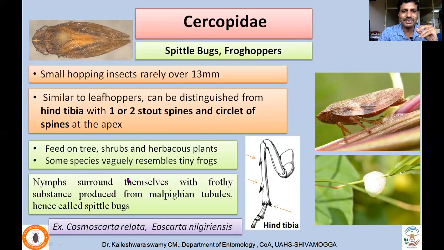They surround themselves with a frothy substance produced from Malpighian tubules. So the nymphs of these insects, frog hoppers or spittlebugs, secrete the spittle through the Malpighian tubules, and it surrounds their body. Again, it's for protection against natural enemies like predators and parasites. Examples include Cosmoscarta relata and Eoscarta nilgiriensis.